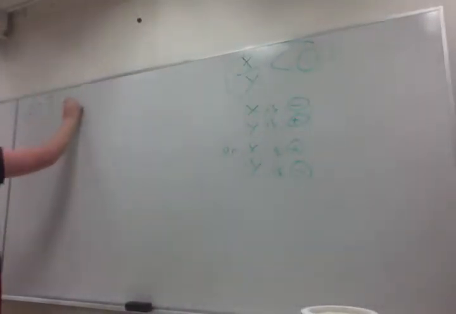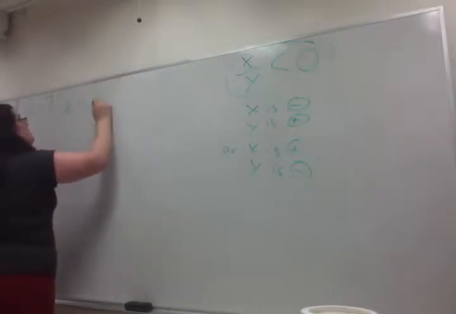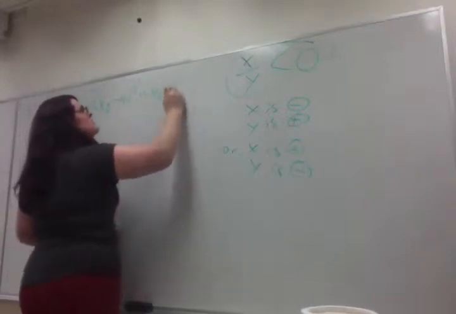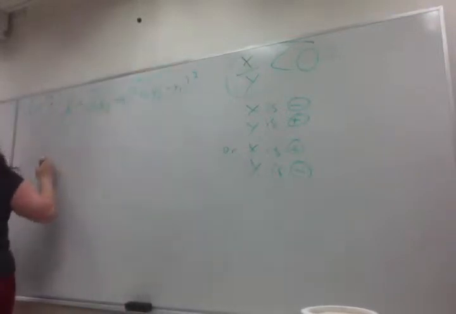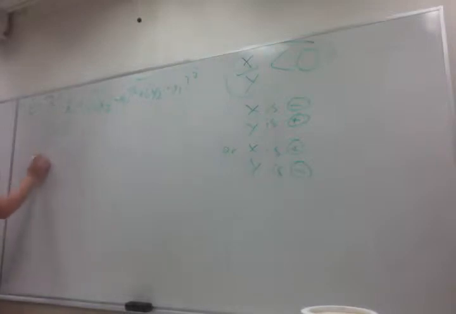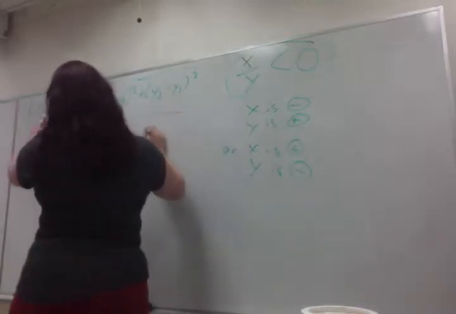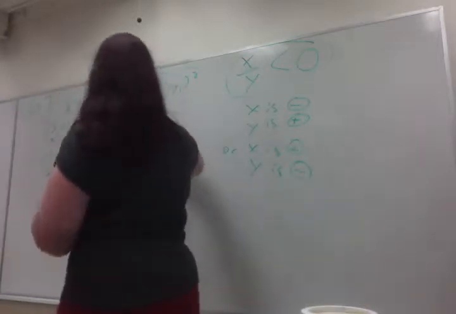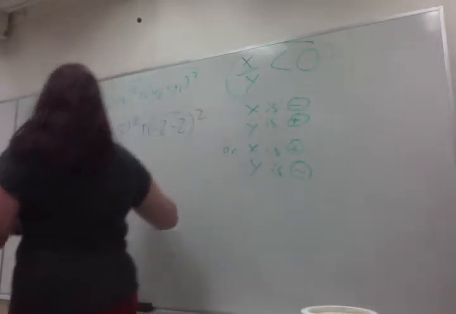So if we're measuring the distance, we're going to have square root of (x2 minus x1) squared plus (y2 minus y1) squared. So the 2 points here are (5, 2) and (5, negative 2). The x1 is 5, the x2 is 5, the y1 is 2, the y2 is negative 2. So x2 is 5, x1 is 5, y2 is negative 2, y1 is 2.